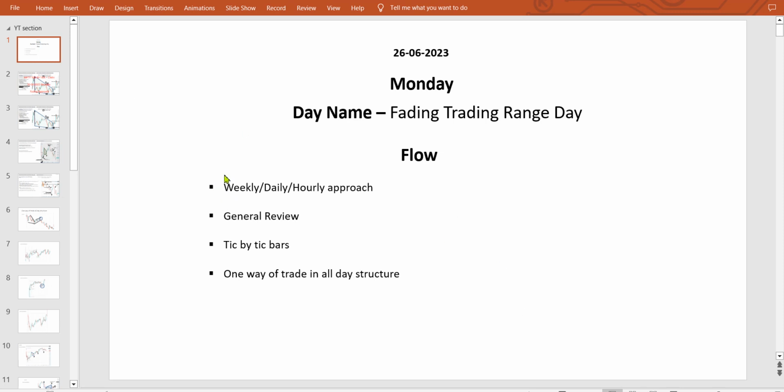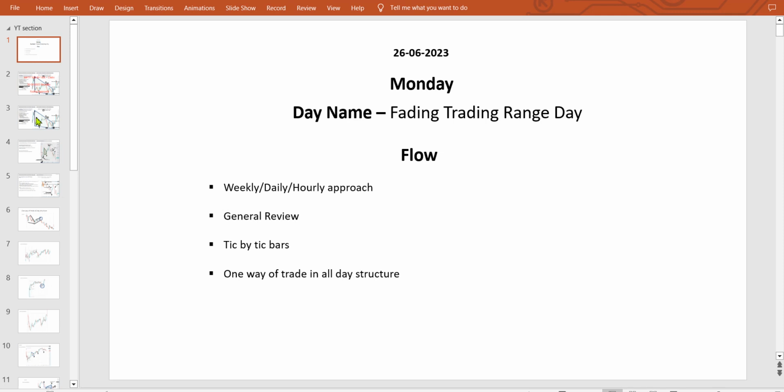We'll go through the weekly and daily chart. Then we discuss the general view, where we discuss the major trades of the day and swing trades of the day. Then we go for tick by tick, all bar analysis. Our scenario for trading is to go for two approaches, so we are considering it all in the all-day structure.